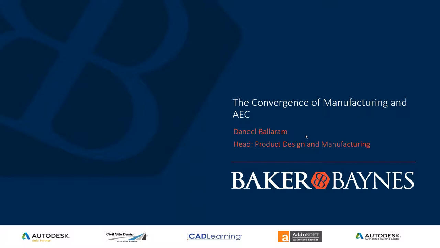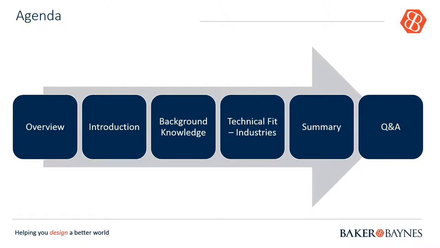Let's jump into the agenda very quickly. So just a quick run through the agenda. We're looking at the overview, so basically some history behind this, the conversions, an introduction to what it is, some background knowledge, some technical fit histories. We look at BIM, we look at tools like Inventor that collaborates with other tools like Revit, InfraWorks. We use Dynamo, a really cool example with Dynamo and Inventor and Revit. We look at some of the industries that we can serve, or how this works and where does it serve predominantly. And we look at the summary, and then there's a question and answer session.